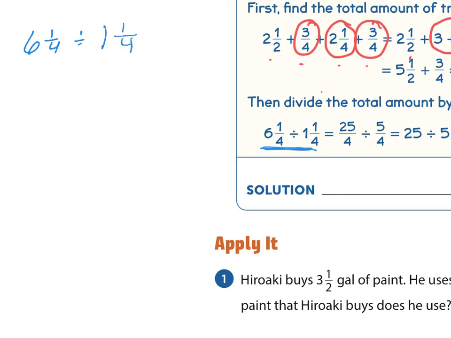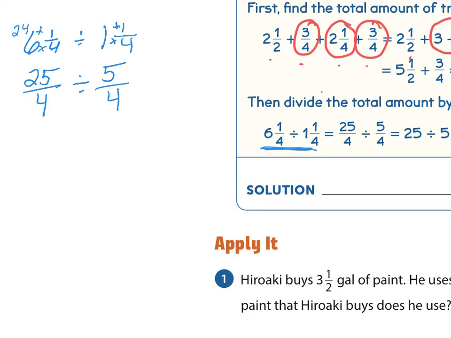Okay, first thing you have to do is make them all improper fractions. So talking about improper, I would do 4 times 6, which is 24. Add your numerator. I'm left with 25/4. Keeping my division sign for right now. 4 times 1 is 4, plus 1 is 5. So I have 5/4.